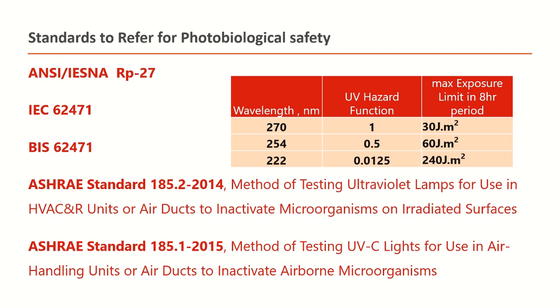Now, recently there was a statement from CIE showing the maximum exposure limit of humans at particular wavelengths, which is shown in this table here. For example, for 270 nanometers, it is around 30 joules per meter square.